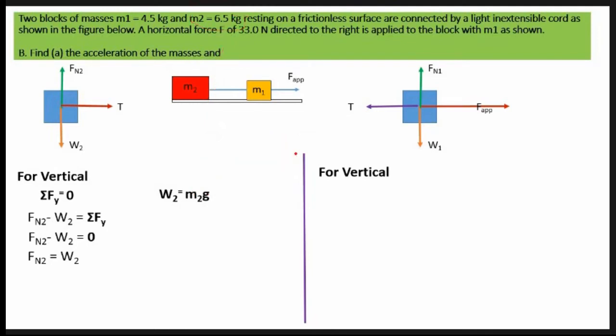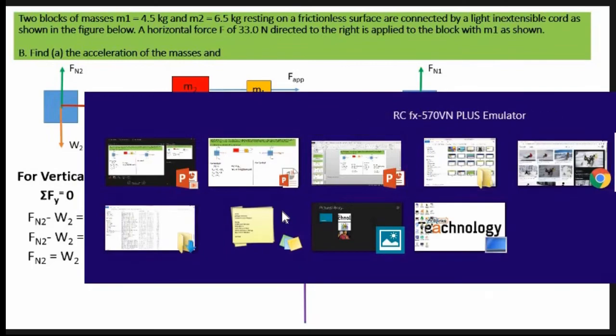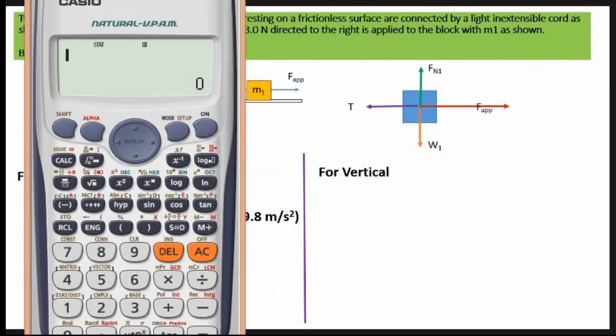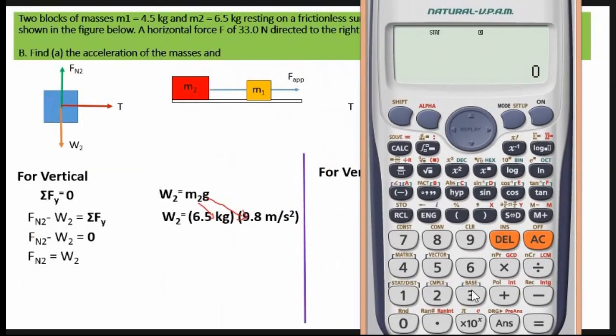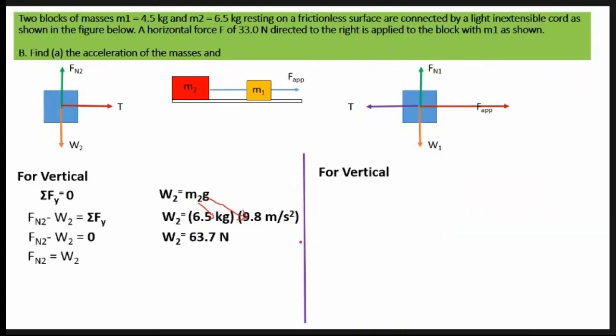So you just simply substitute here, and then you multiply, get your calculator, 6.5 times 9.8, you get this number, 63.7. And yes, you may add zeros so that we would comply with our agreement that your final answer must have at least 2 decimal places.